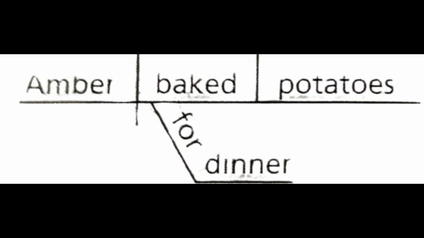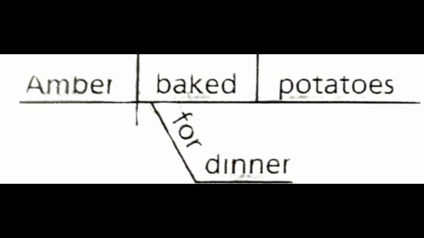The horizontal line for the object of the preposition. So the word dinner is the object of the preposition for. So it sits on the short horizontal line connected to the end of the diagonal line.